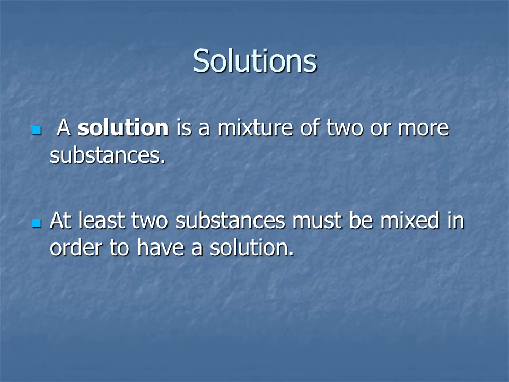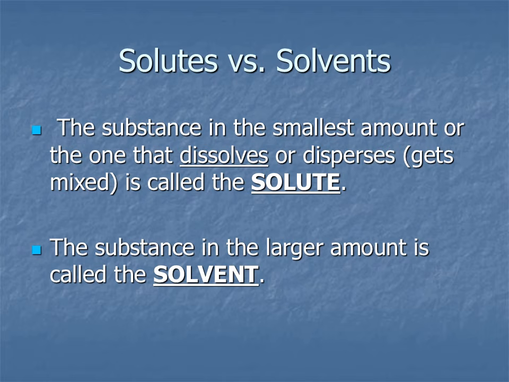So a solution is a mixture of two or more substances. At least two substances must be mixed in order to have a solution. The substance in the smallest amount, or the one that dissolves, or the one that gets mixed, is the solute, and the substance in the larger amount is the solvent. So if we think about camp, we give you guys those little drink packets. The drink packet is the smaller amount. You have less drink packet compared to water. So the drink packet is the solute. It's the thing that's dissolving, and the solvent is the water. It's the thing that the solute dissolves in.